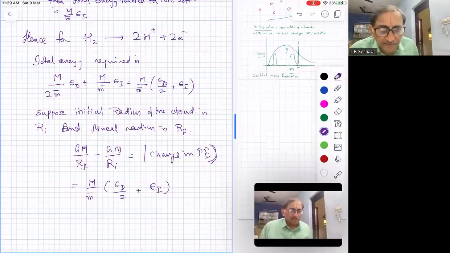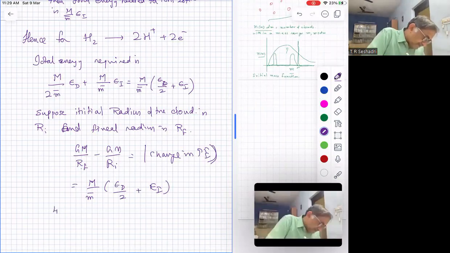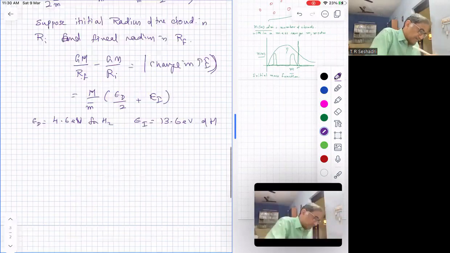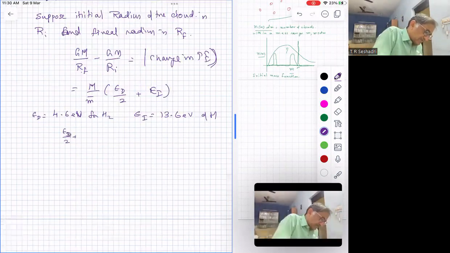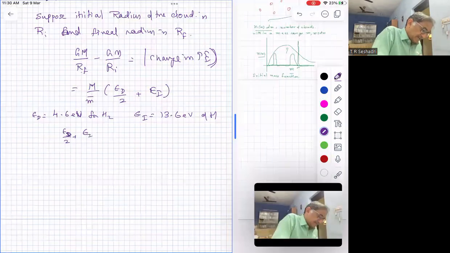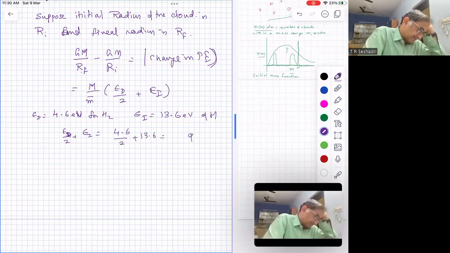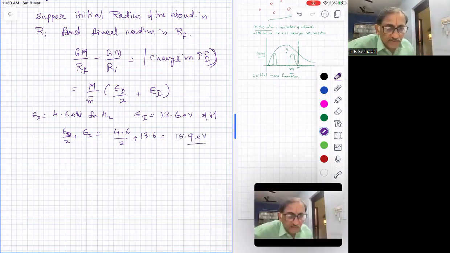Now, let us take the case of epsilon D. Epsilon D happens to be 4.6 electron volts for H2, and epsilon I is, as you all know, 13.6 electron volts for H. And so we have epsilon D by 2 plus epsilon I equal to 4.6 by 2 plus 13.6, which is equal to 15.9 electron volts to convert every hydrogen molecule.